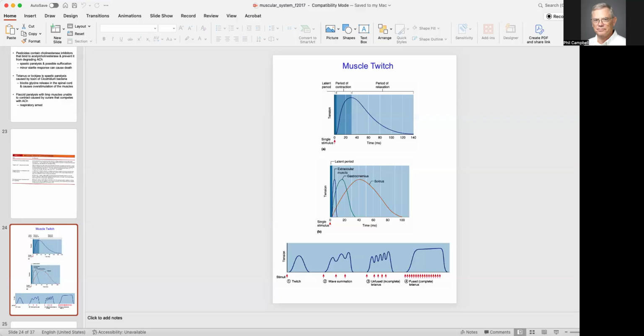There will be the latent period where it takes time. Okay, we've received a signal. Remember, that has to be translated to an action potential on the surface of the muscle cells. That has to translate through the T-tubule and induce the release of calcium from the sarcoplasmic reticulum. That then has to bind, the calcium has to bind to the troponin complex, etc. So this all takes time. That's part of the latent period.